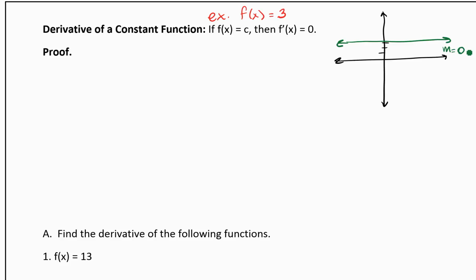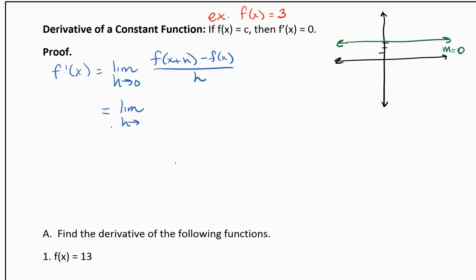But let's go through the proof. Let's go through the limit definition. We know that f prime of x, the derivative, is equal to the limit as h goes to 0 of f of x plus h minus f of x all over h. This is actually a really simple proof, sometimes so simple that it confuses students, but let's walk through it.